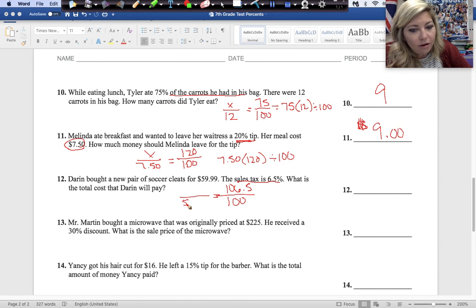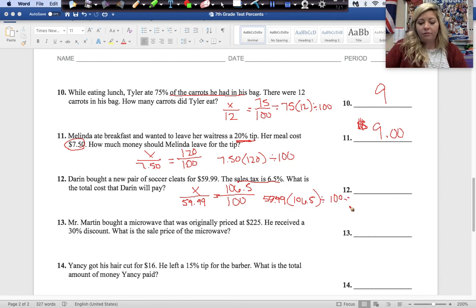Okay, and then we've got our $59.99 that goes on bottom here. So 59.99 times 106.5. Oops, forgot to press the decimal. And then divide that by 100. Okay, so you're going to get a really long decimal here. We just want to round this to the nearest hundredth because we're talking about money.